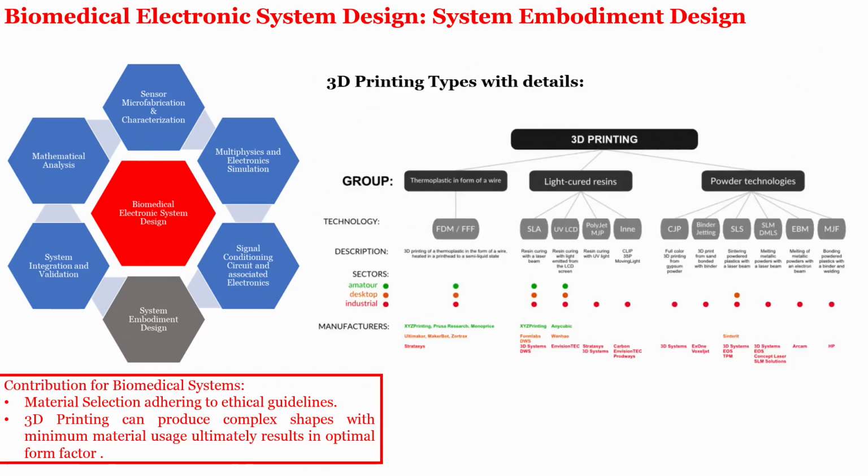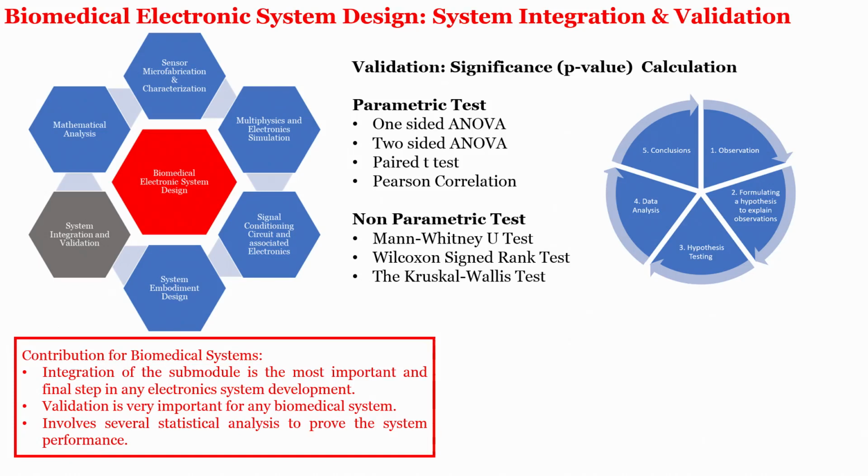So, that is another part of the topic that we will be discussing. We have discussed 3D printing further, and we talked about different technologies, whether it is a thermoplastic in the form of wire, or light cured resins, or powder technologies. We further discussed FDM, FFF, SLA, UV LCD, PolyJet, and so on. We also discussed CJP, binder jetting, SLS, and many more. So, we have tried to cover as many topics as possible within this given period.